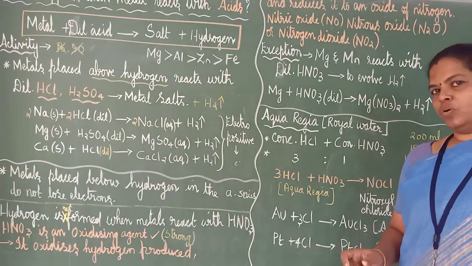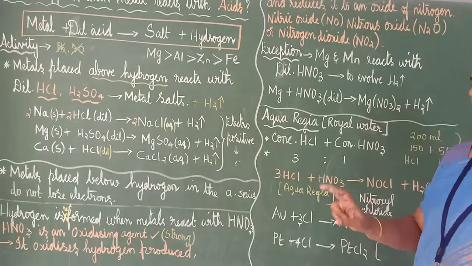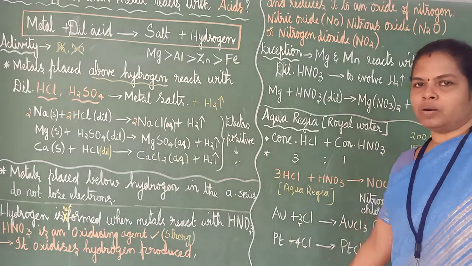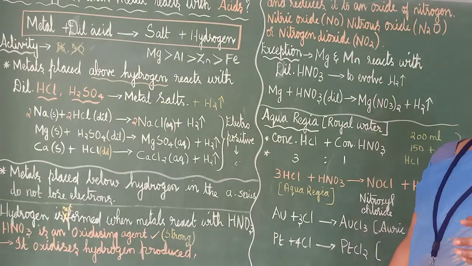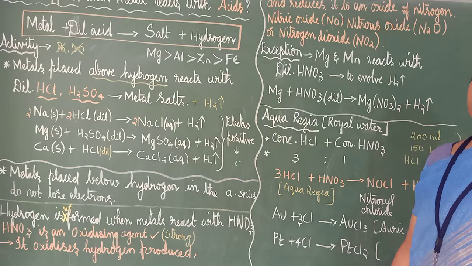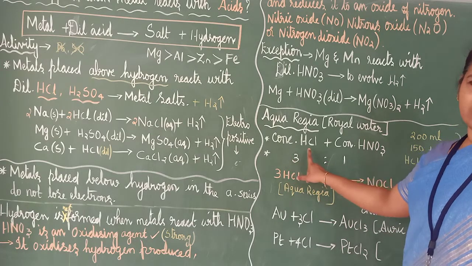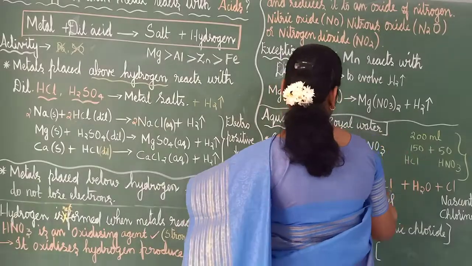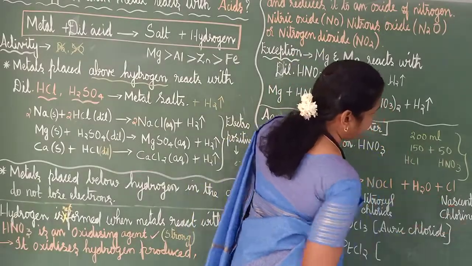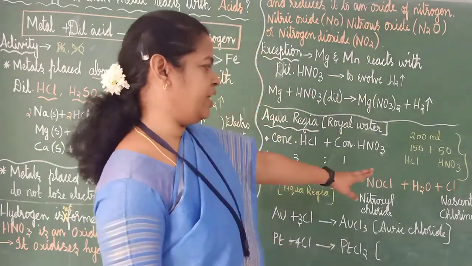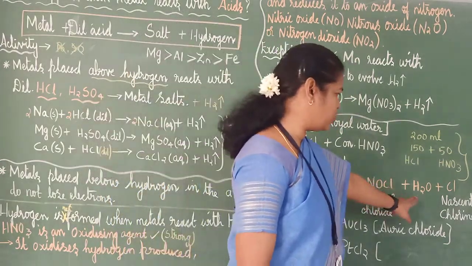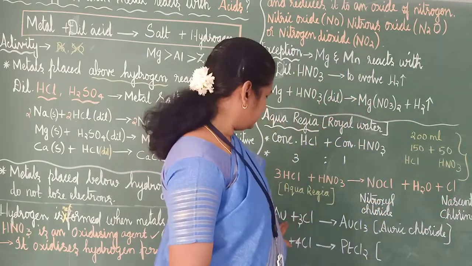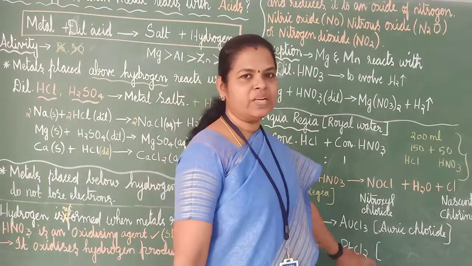What happens? When the goldsmith wants to get the luster back, he will put the metal, especially aurum or platinum, inside that. In which mixture? 3:1 ratio, concentrated. It is not dilute. Concentrated HCl, concentrated HNO3. When you mix these two things, you will get nitrosyl chloride plus water plus chlorine. And this will be very effective. Which will act? These two will not act. This chlorine which is present in the reaction will act with gold or platinum and you will get the luster back.